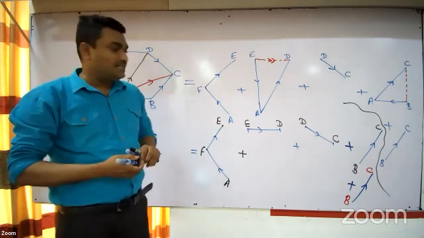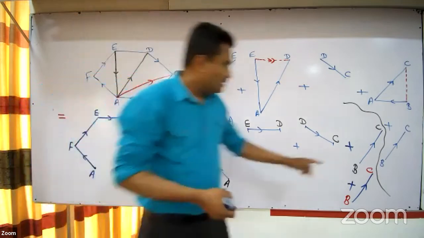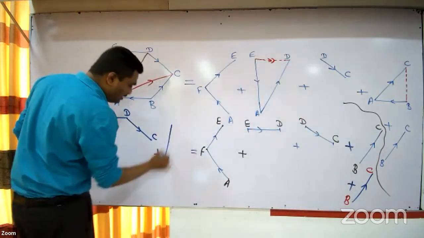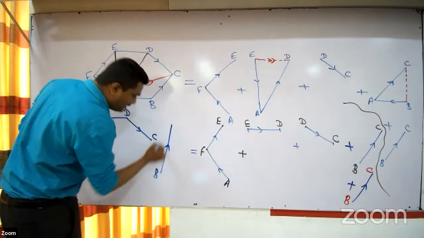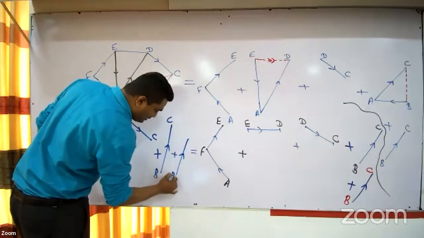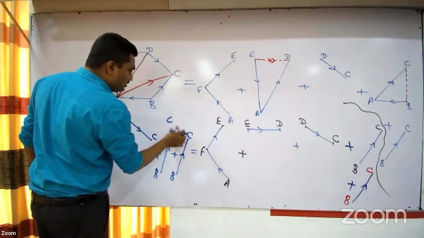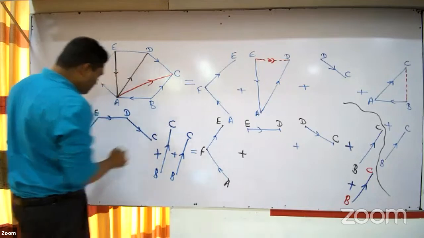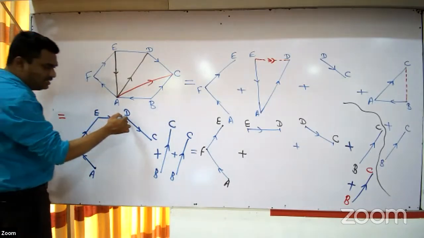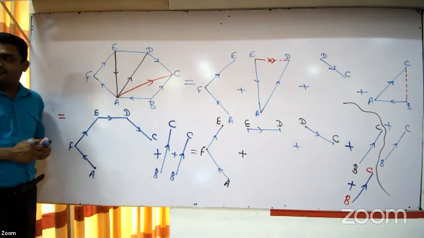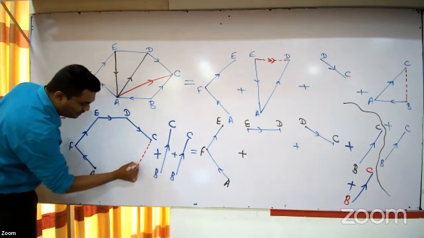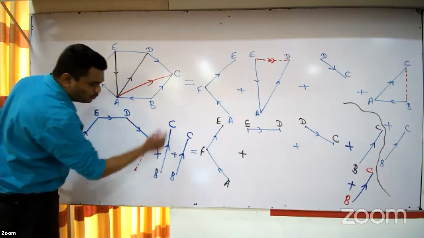Plus, what are the other things there? BC, BC. How many BC vectors are there? There are two BC vectors. Now, what is the summation of these vectors here? AF, FE, ED, DC. So, what's the summation? Actually, the other two vectors are there. It means there should be two BC vectors.